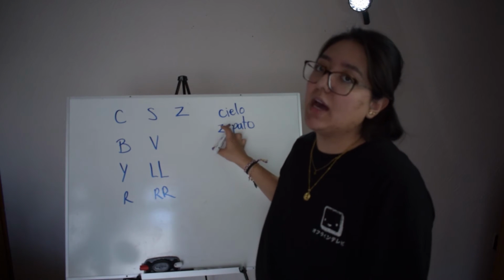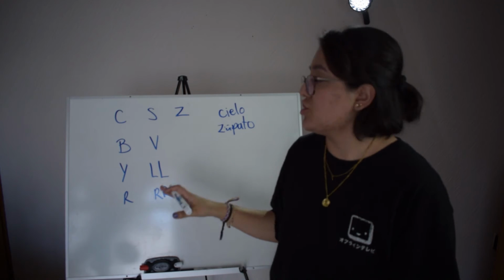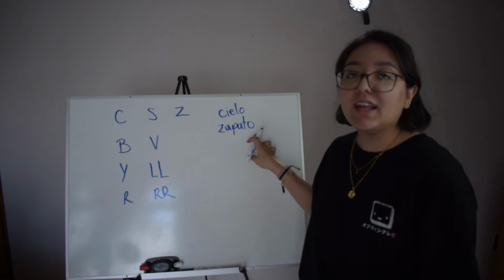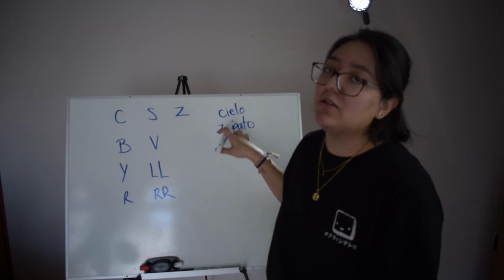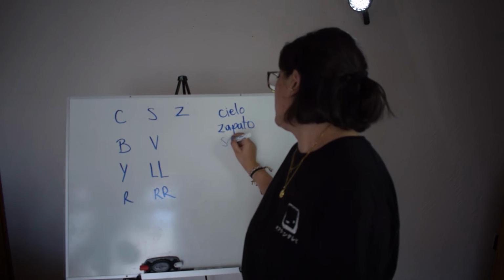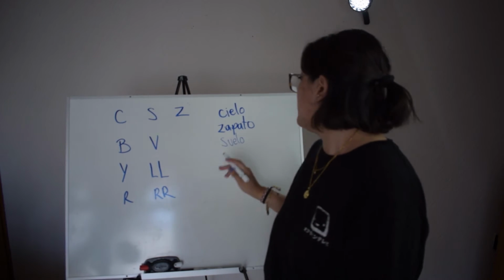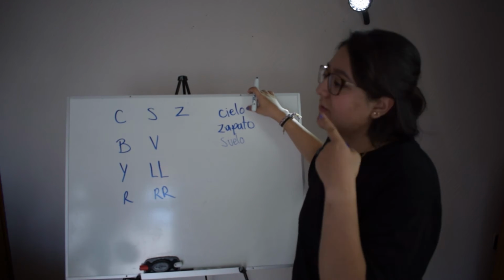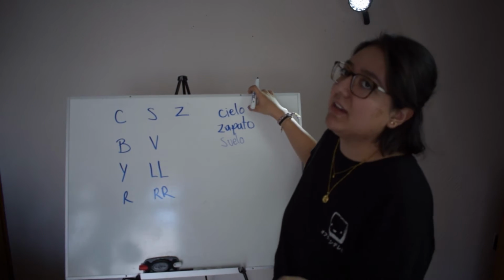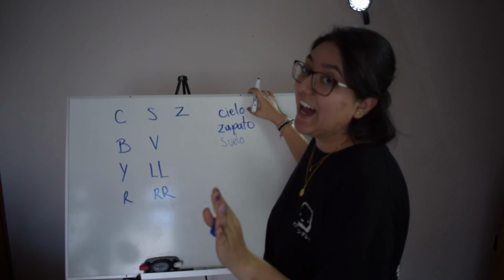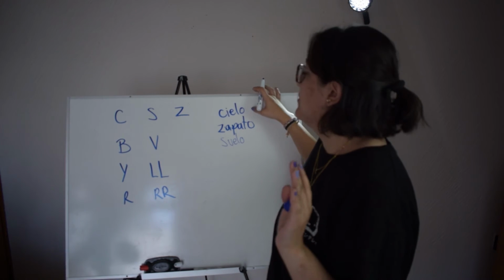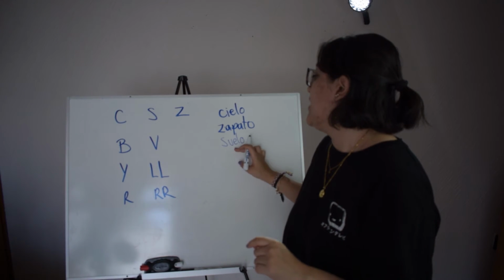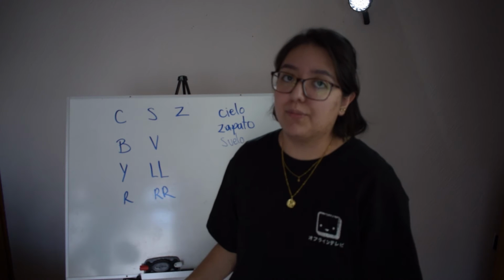So for example, cielo would be a Latin American pronunciation. Oh, I erased this. Zapato. Cielo, zapato, suelo. Okay, so we have sky or heaven, it depends. Let's say it's a sky, okay? So sky, cielo, zapato, shoe, just one, shoe, and suelo, floor.